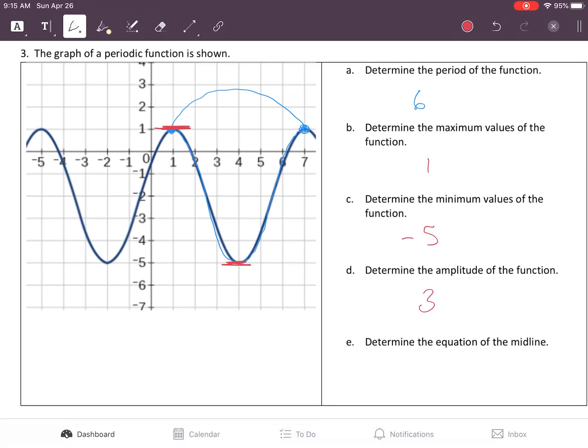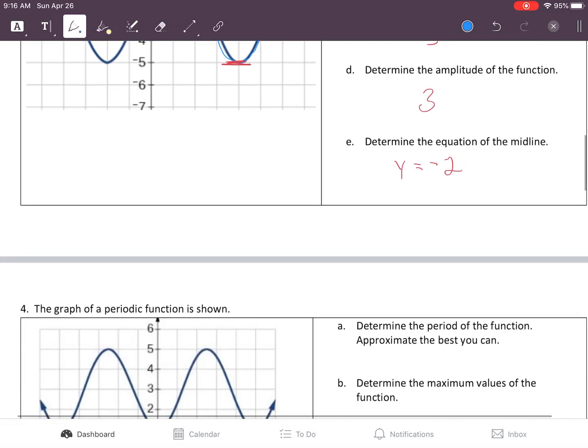Now the midline: since the amplitude is 3, if you go down 3 from the peak or up 3 from the valley, that gives you the middle of your graph. I'm going to draw it as a dotted line here, and that's going to be y equals -2. Okay, and those are the values for your periodic graph.